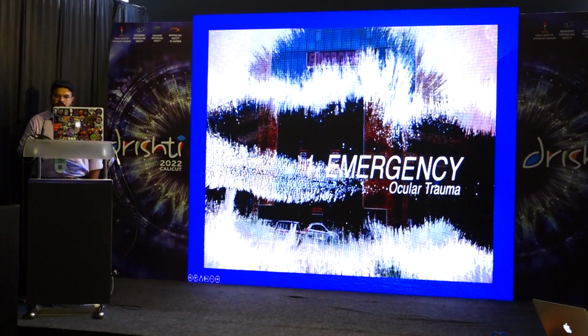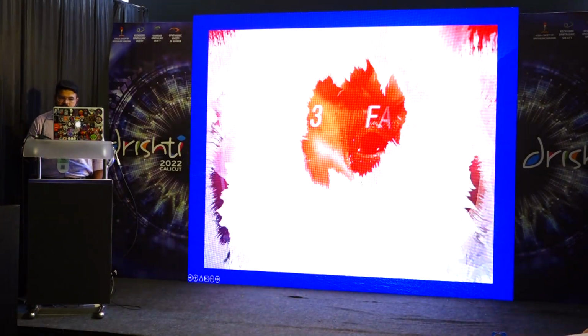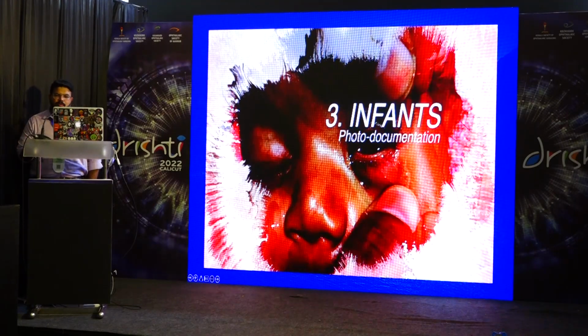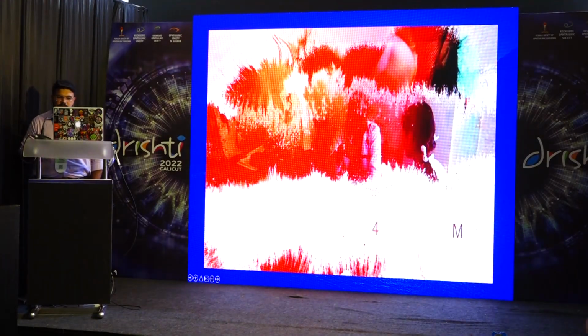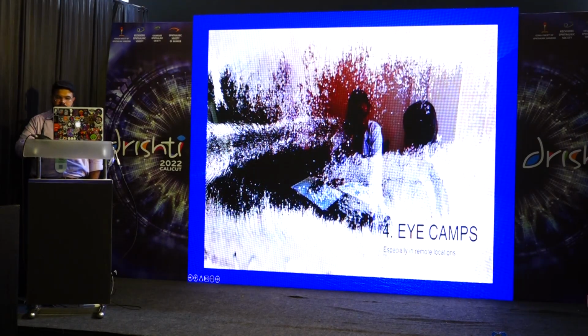Like in emergency in ocular trauma, when you don't have a slit lamp, or in chronic bedridden patients in ICU, or for example infants where you have to photo document their fluorescein stained corneas, or in remote eye camps, for example, how can you photo document these?